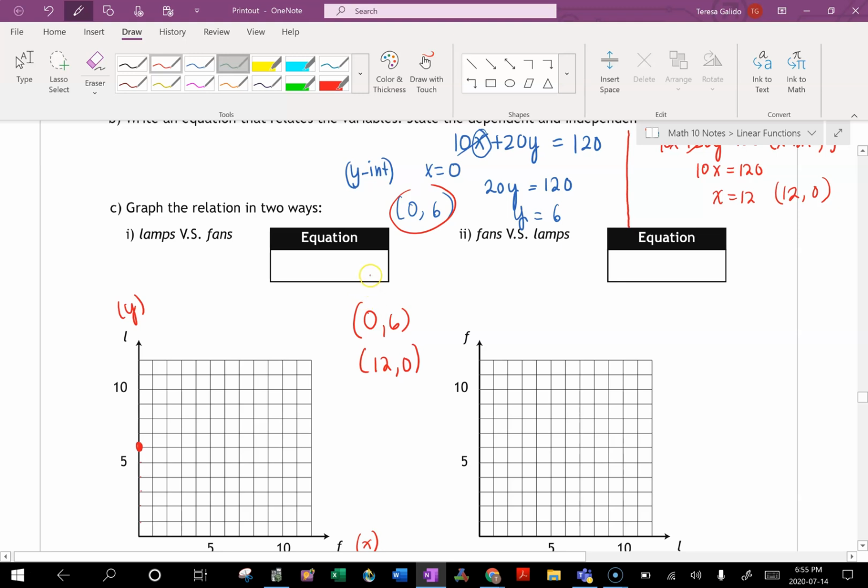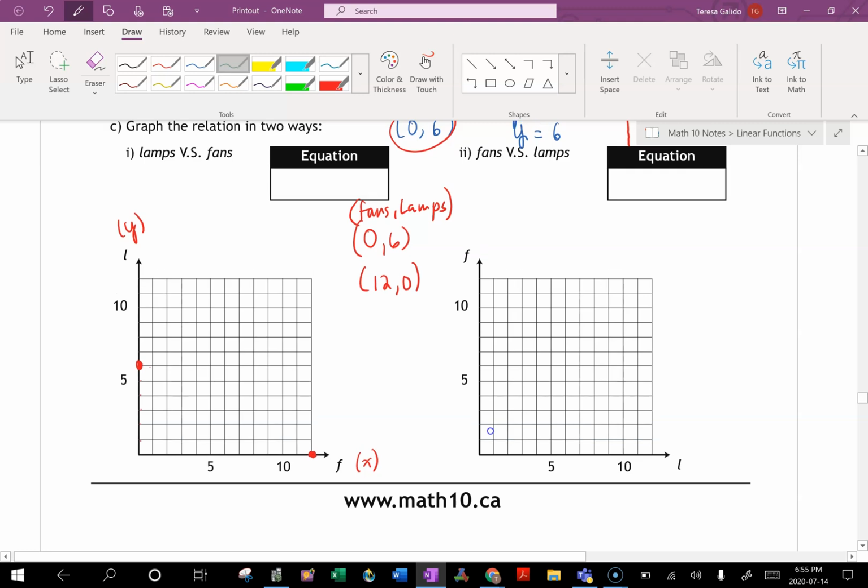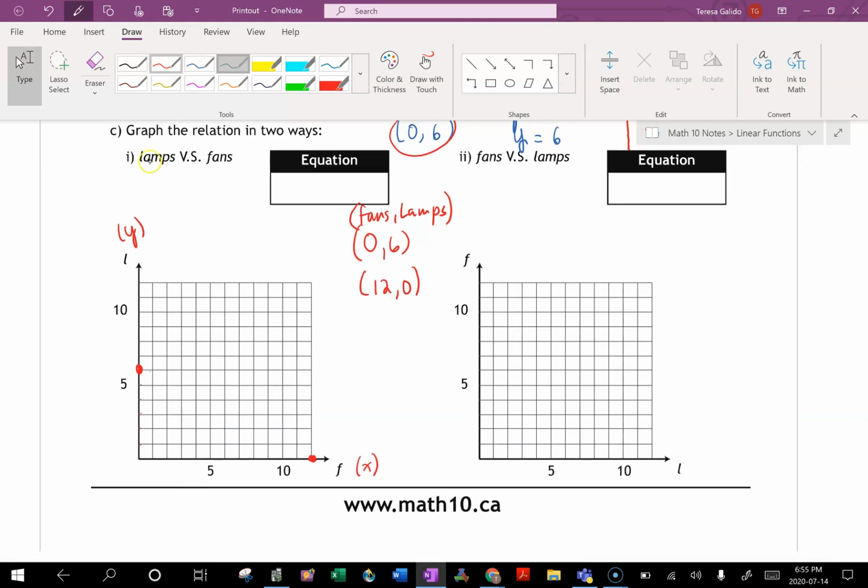Again, this relationship is fans to lamps. 12, comma 0. Okay, and if we join the two points with a line, we can think about all the possible combinations of the fans and lamps that we have sold. But again, we're not going to make it a continuous line because we can't sell 1.5 fans. Let's actually put them all on one line and see where we are.